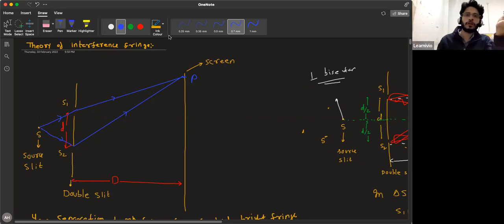So Yashika, for what value of phase difference will the fringe at point P be a bright fringe?